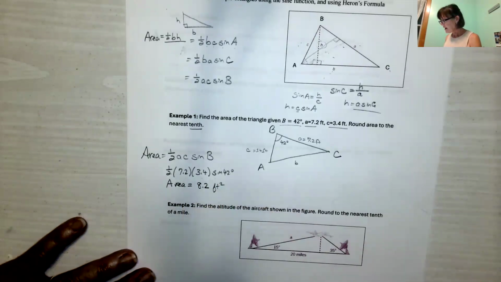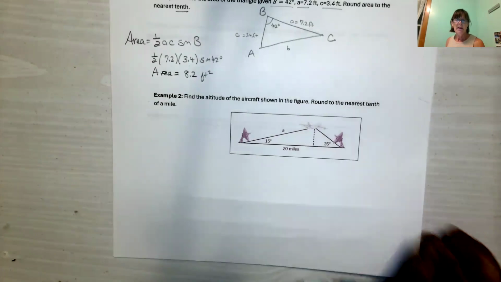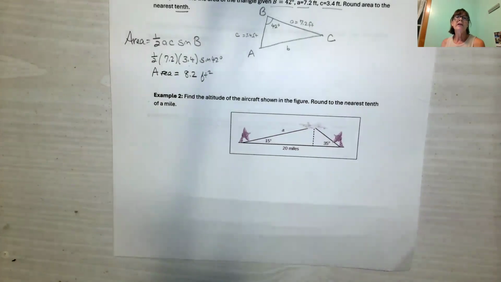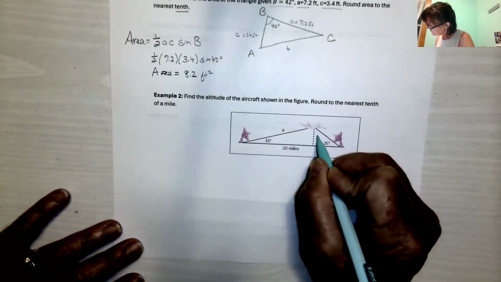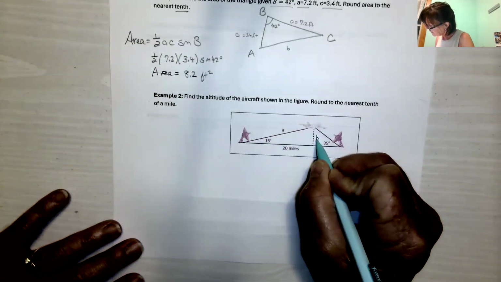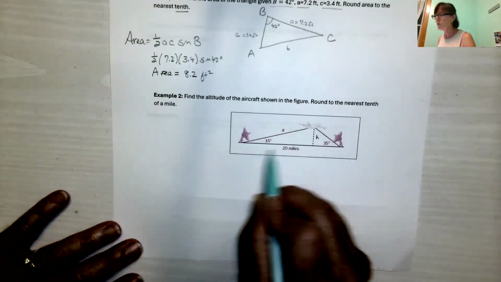All right. Now, this next one's an interesting problem. Find the altitude, which means the height. Find the altitude of the aircraft shown in the figure. Round to the nearest tenth of a mile. So we have this triangle here, and this altitude is our height. And they gave us this distance here, which is 20.